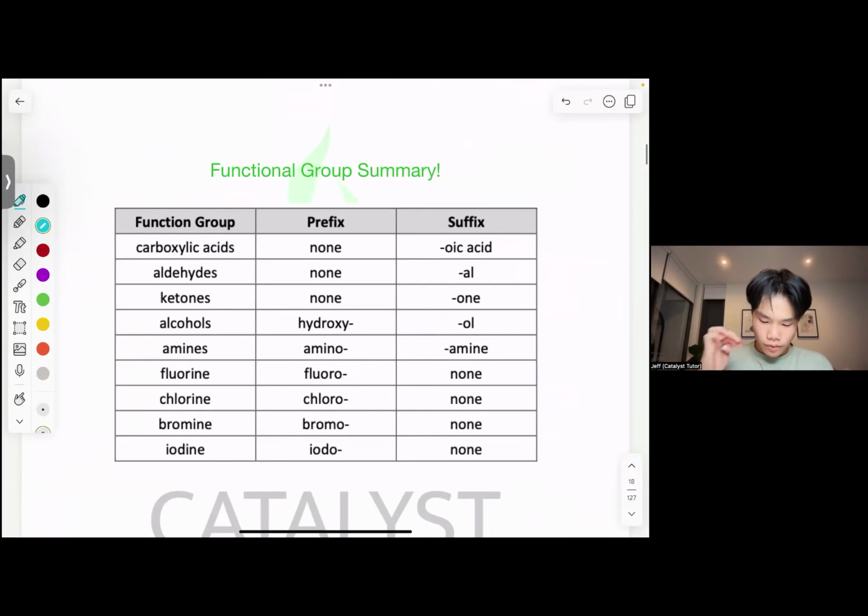Functional group summary. You don't really need to know the prefixes. For the most part, HSC won't assess multiple functional groups. At worst, you'll get the halogens coming in front. The worst you'll get is maybe a hydroxy, if you see an alcohol and a carboxylic acid, so you might see a hydroxy carboxylic acid. But in most cases, you're only dealing with the suffixes for these.